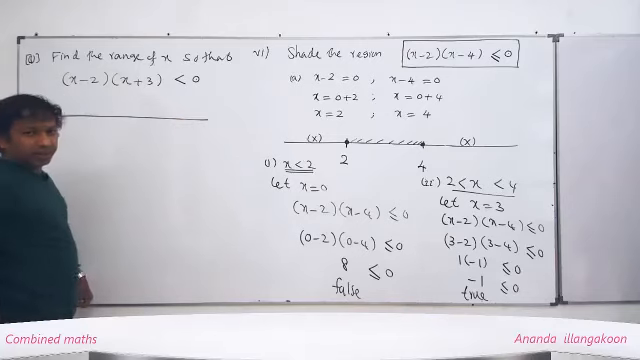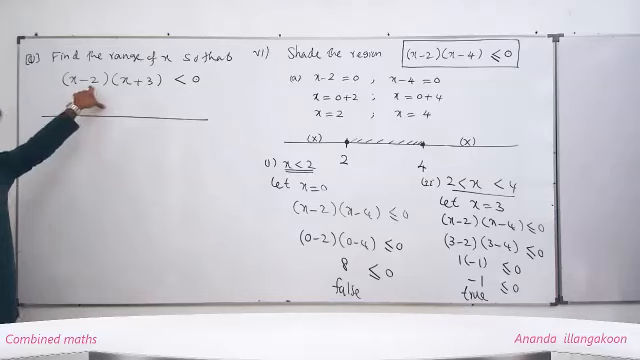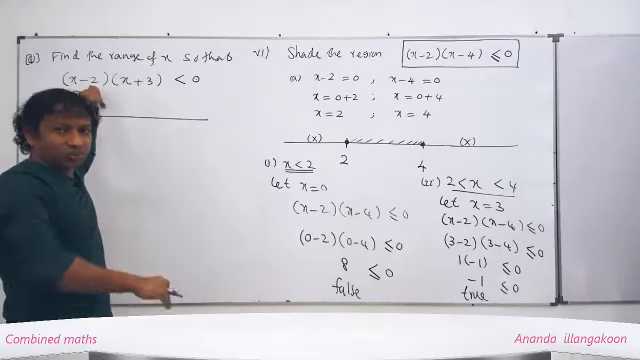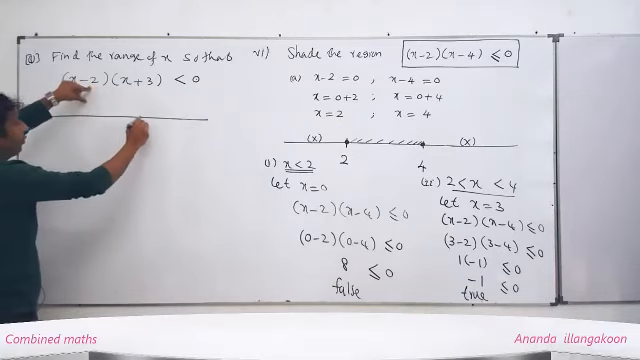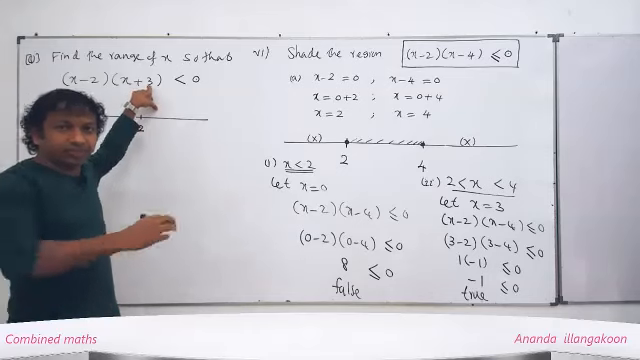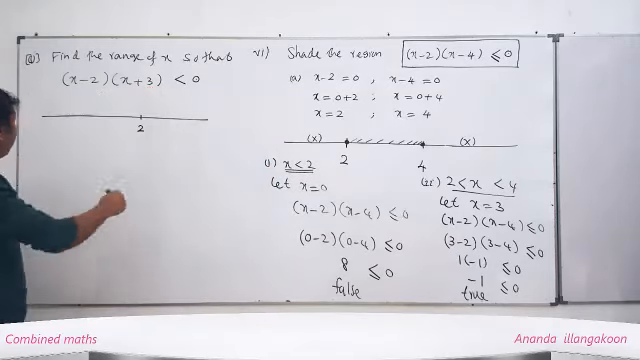We drew the number line. People, equate this to 0 mentally. x minus 2 equals 0. Take the minus 2 to the right hand side. x is 2. We are here. x plus 3 equals 0. Take that 3 to the right hand side. x is minus 3. Minus 3 is somewhere here.